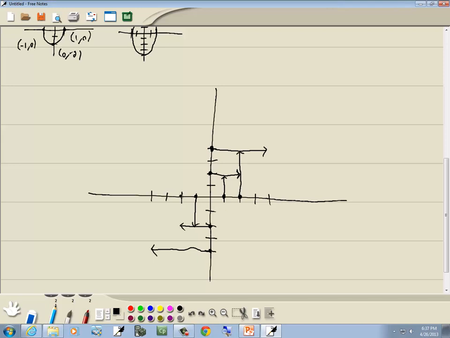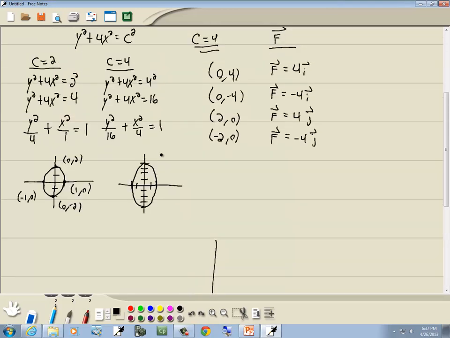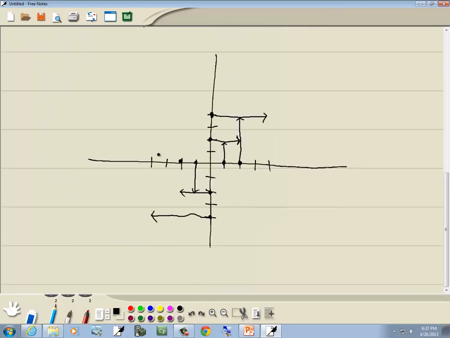And then negative 2, 0, and I'm assuming it's going down 4. So it's going down 4. Now those are just a few representations of our vectors.